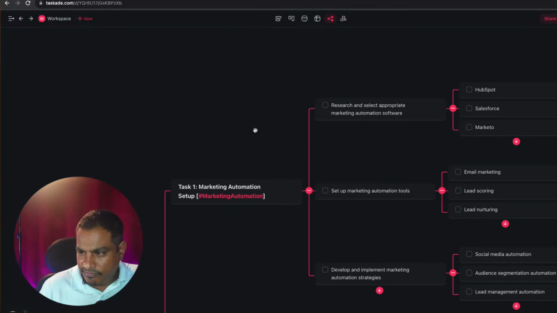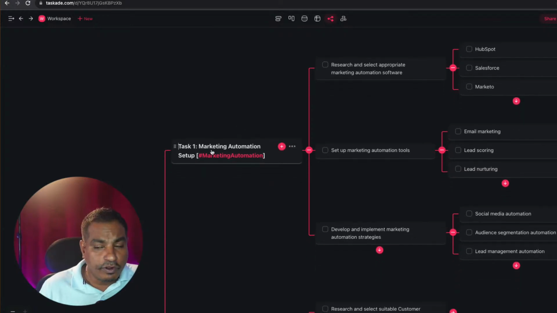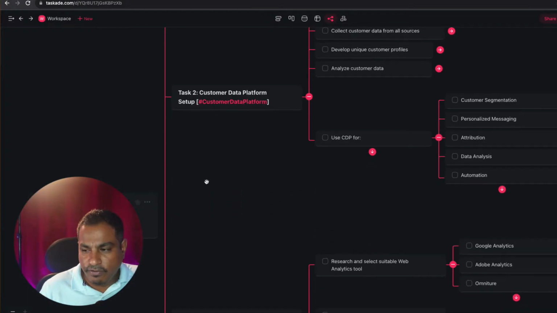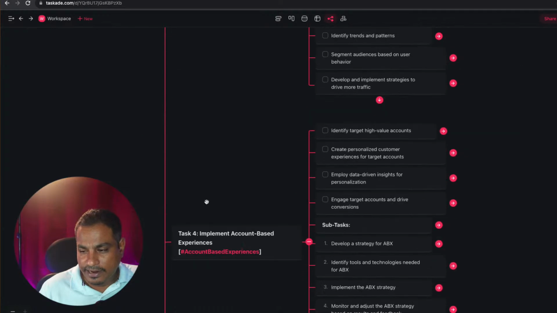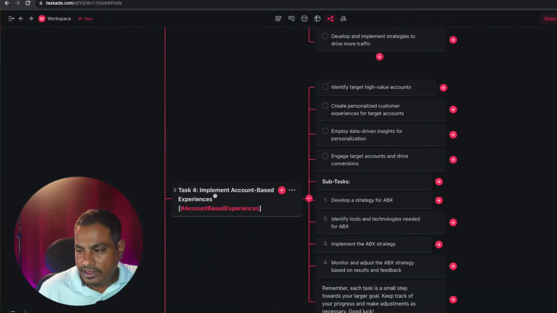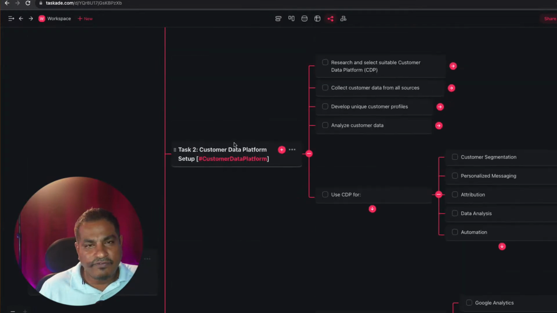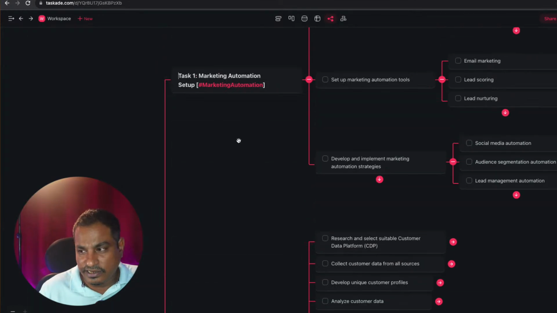Now, we have made sure that they are visible. So let's go ahead and look at each of these things. On the broader outlook, you have marketing automation setup, then you have customer data platforms, then you have web analytics setup, or your Google Analytics basically. Then you have implement your account-based experiences, right? Now, at the core, there are 4 of these activities or strategies that we're talking about.